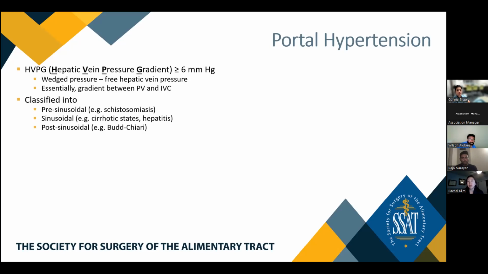It's typically classified into pre-sinusoidal, sinusoidal, and post-sinusoidal. The most common being sinusoidal, which encompasses any cirrhotic state. So that includes all the hepatitis viruses, alcoholic cirrhosis, fatty liver disease, things like that. Post-sinusoidal is where you have your disease etiology after the actual diseased liver parenchyma. And then pre-sinusoidal, we always talk about this as an example, it's schistosomiasis. I've actually never seen that very much before, but it's a very classic pre-sinusoidal example.